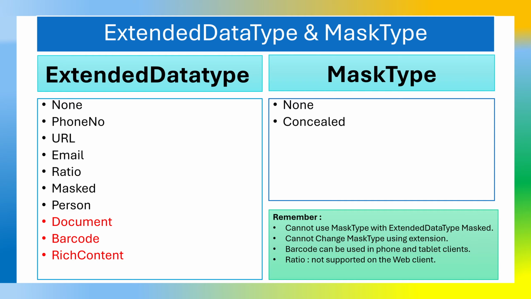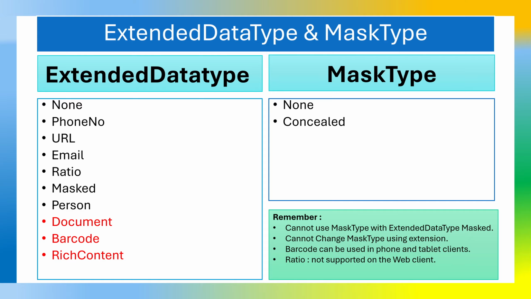Next is barcode. I haven't found out the use case for it, but the documentation says that the phone and the tablet client, again this is not supported on the web client, will handle the field as code and will provide an option to set the value using a barcode scanner. So if you are using a phone or a tablet client and the extended data type of a field is barcode, you'll be able to scan into it.